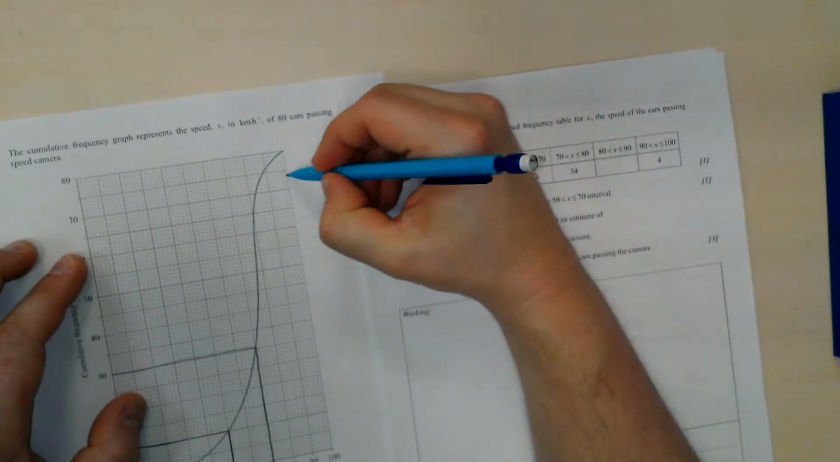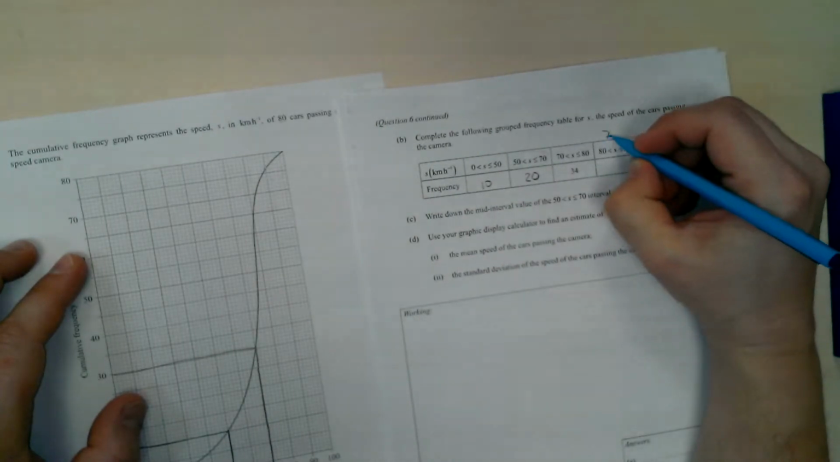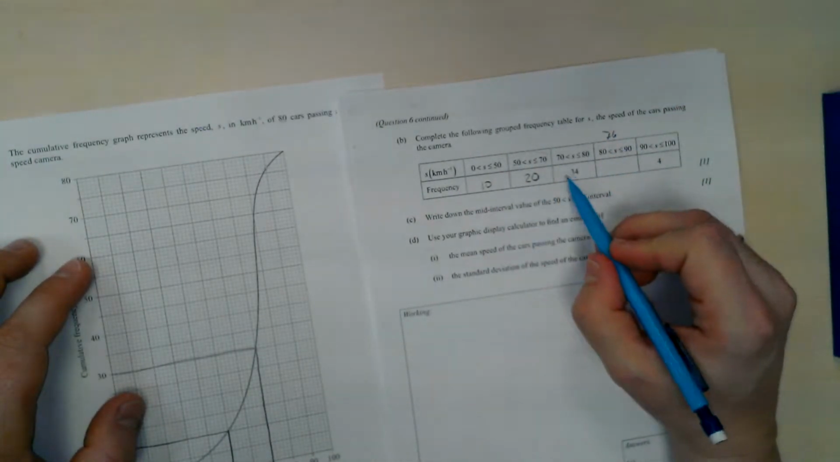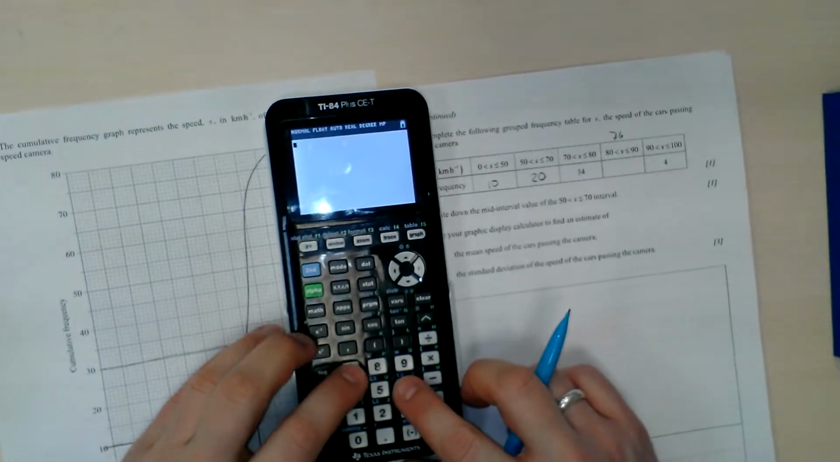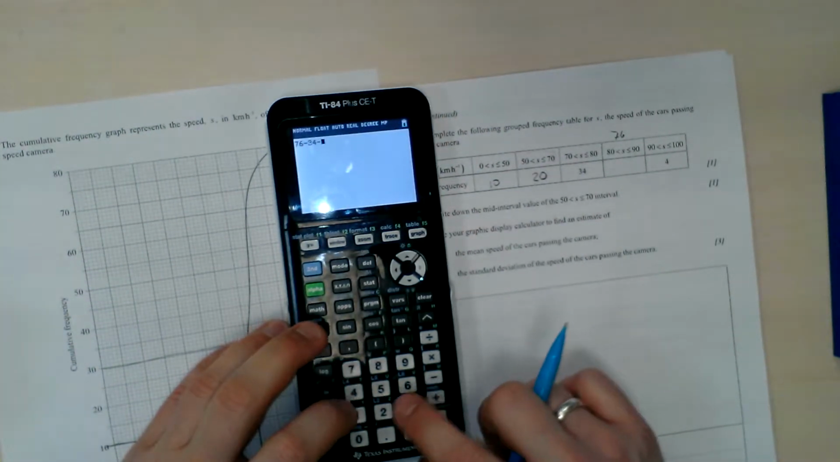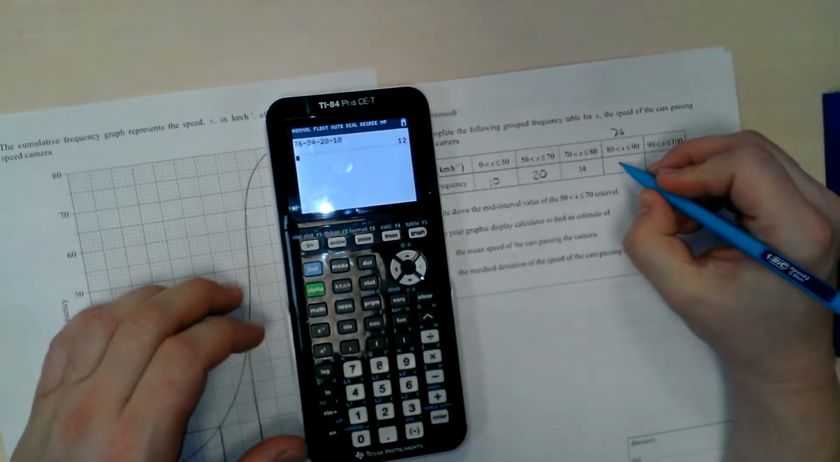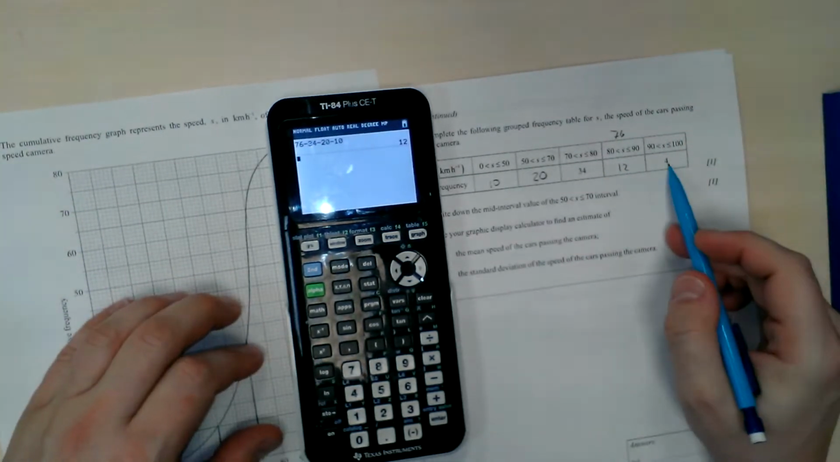That would be 70, 75, 76. There's 76 total people, 90 and less, though we have to subtract off these other numbers. 76 minus 34 minus 20 minus 10. So this small group is 12, and they say there's 4 here.